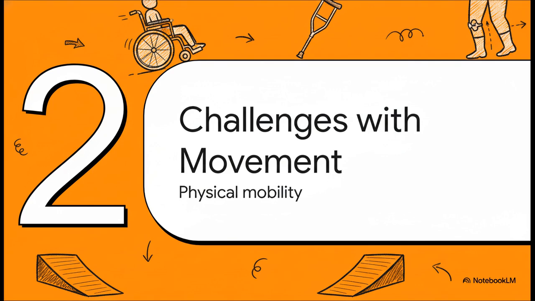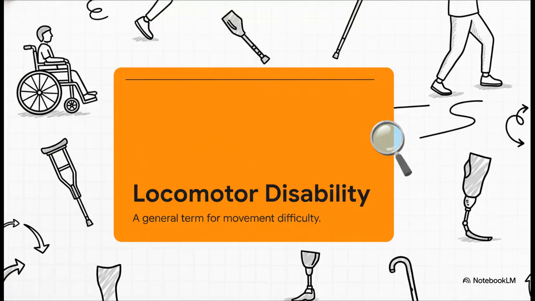All right, diving into our first category, we're going to start by looking at conditions that affect a person's physical mobility, so challenges with movement. Okay, first up, we have the term locomotor disability. Now, the best way to think about this is like a big umbrella. It's a super general term that just means a person has some difficulty with movement. It doesn't get into the nitty-gritty of how or why, just that the challenge is there.